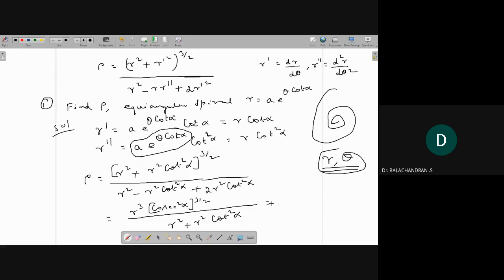So this is equal to r cube, 2 gets cancelled, cosecant cube alpha. That's why you take r square commonly. Take r square commonly, 1 plus cot square alpha is cosecant square alpha. After cancelling r and cosecant alpha, we'll get r into cosecant alpha. This is the final answer.